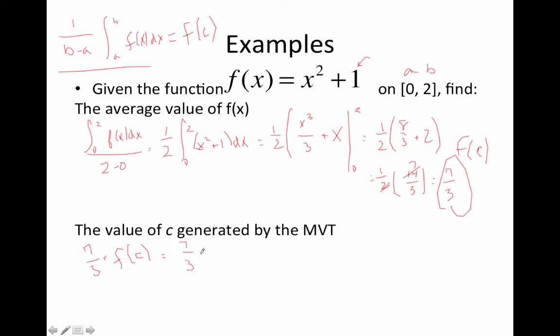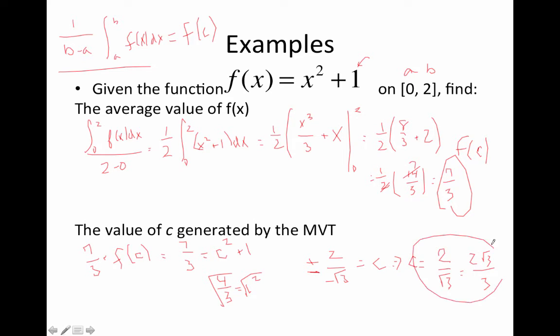So 7/3 equals c squared plus 1. And now we can solve that equation for c. So we'll bring the 1 over. We get 4/3 equals c squared. We square root both sides, so plus or minus 2 over root 3 equals c. But remember, we're only dealing with the interval from 0 to 2. So the negative part, we can just get rid of and just treat this as 2 over root 3, which is the same as 2 root 3 over 3 if you rationalize your denominator. Okay, so there's one example.